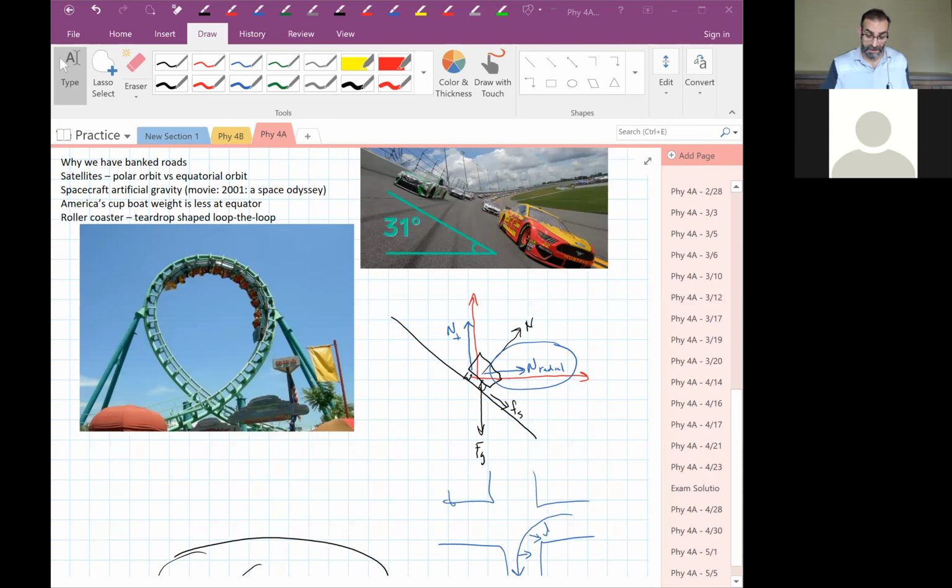Centrifugal force. Okay, so centrifugal force is the fictitious force. There's no such force. There's no real force, but it's this fictitious force that you feel when you are in an accelerating frame of reference.